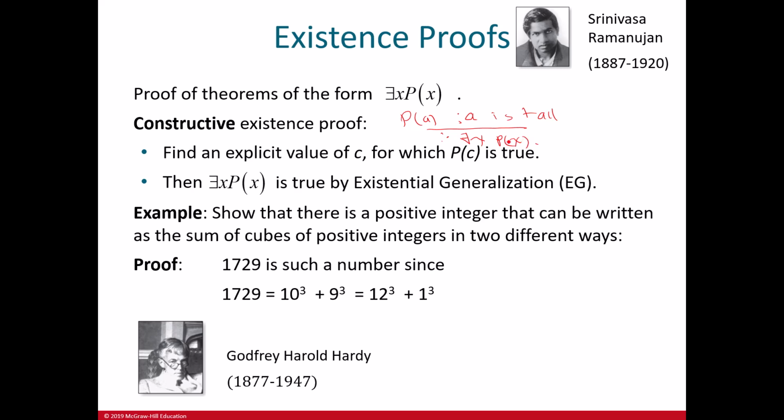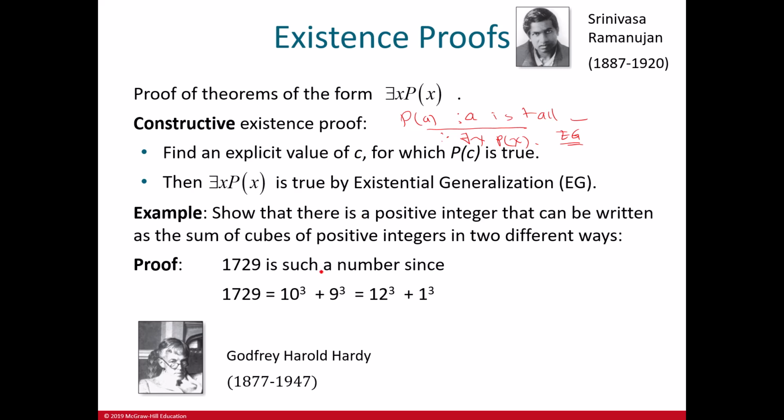This is again a statement. What it says is that there is at least one person, there are some people that are tall, at least one. It's called existential generalization. Okay, so here is another example.